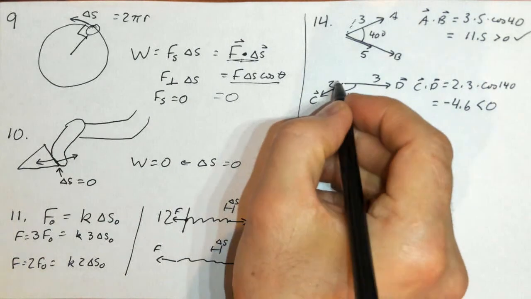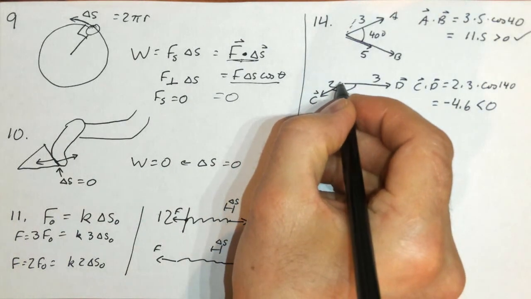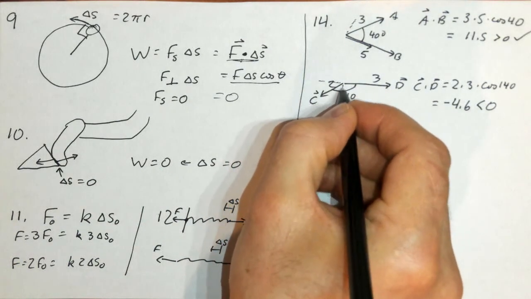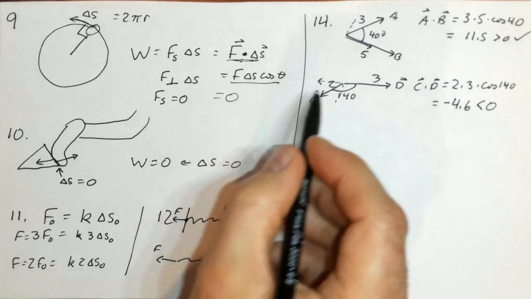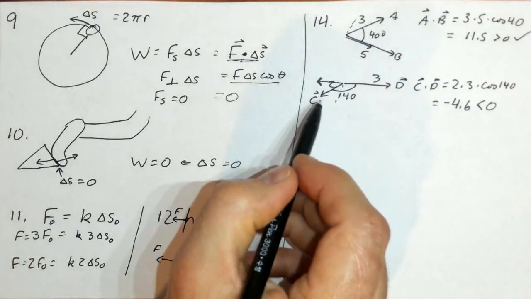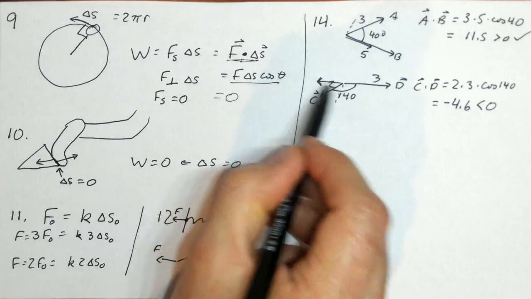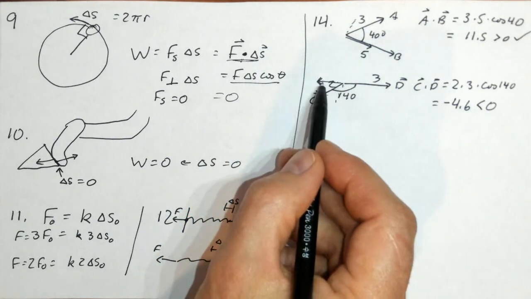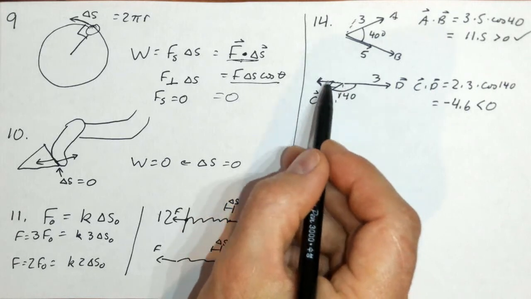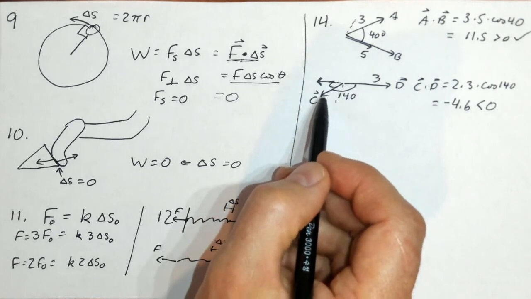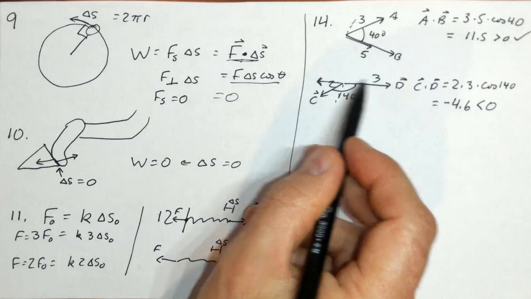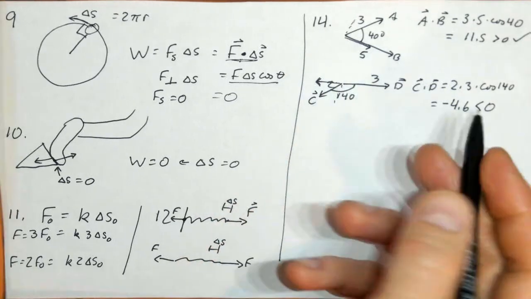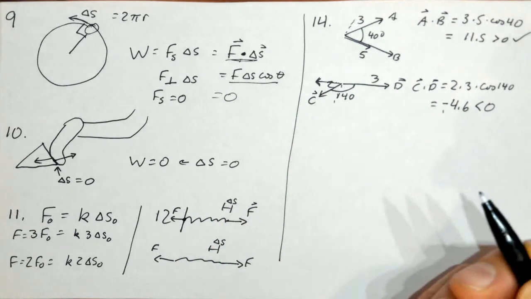It should be less than 0, because if I look at C and break it into components, I get a component that way and a component that way. This component right here is the component of C in the direction of D, along the line of D, but it's opposite it. And so I should get a negative. Had this been a force and a displacement, this would have done negative work. So this is correct. I should have got a minus sign.